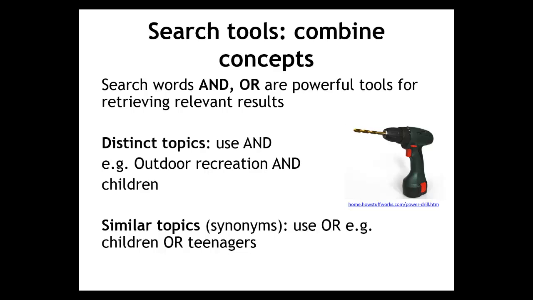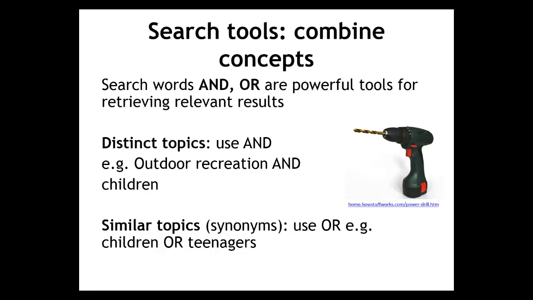The search words and, or are really powerful tools for retrieving relevant results. They let you combine your concepts in powerful ways. So when you use and to search, you're telling the database to combine distinct concepts or topics in your search. You're telling the database to search for articles that contain all of your topics. So every article it retrieves will contain all of your topics. For example, outdoor recreation and children.